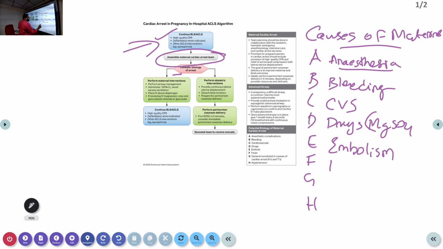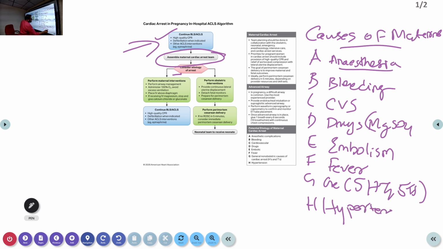And F is fever related. They can have puerperal sepsis or any other sepsis in pregnancy. Due to fever, they can have sepsis and cardiac arrest. So that is another cause that you need to remember. G is the general causes, like the 5Hs and 5Ts; the common 5Hs and 5Ts also hold good here. And finally, H is hypertension. Hypertension itself can cause cardiac arrest. So these are the A, B, C, D, E, F, G, H additional potential risk factors that you need to consider for a pregnancy-related cardiac arrest.